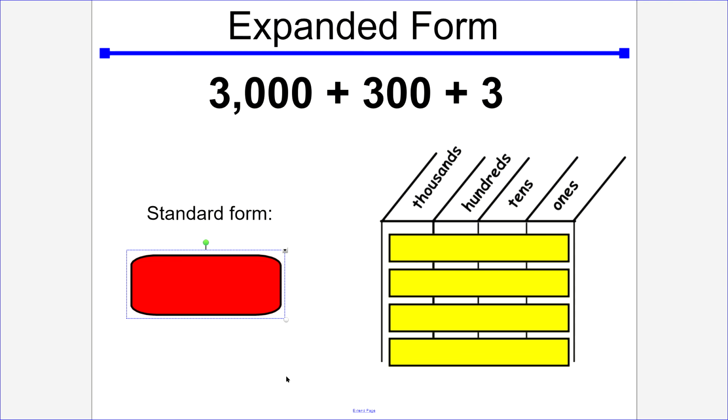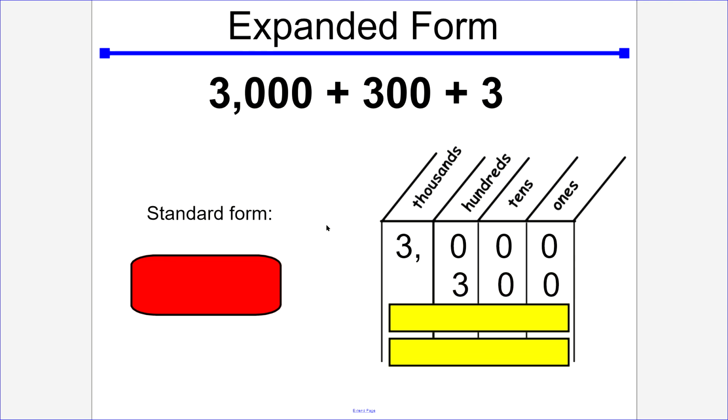Here's 3,000 plus 300 plus 3. Let's go ahead and write this in standard form. Let's start with our greatest place value, the thousands. How many thousands are in this number? You're right. There are 3 thousands in this number. Because the thousands is my greatest place value, I'm already thinking my standard form answer will have 4 digits. Now let's think about the hundreds place. How many hundreds are in this number? You're right. There are 3 hundreds in this number.